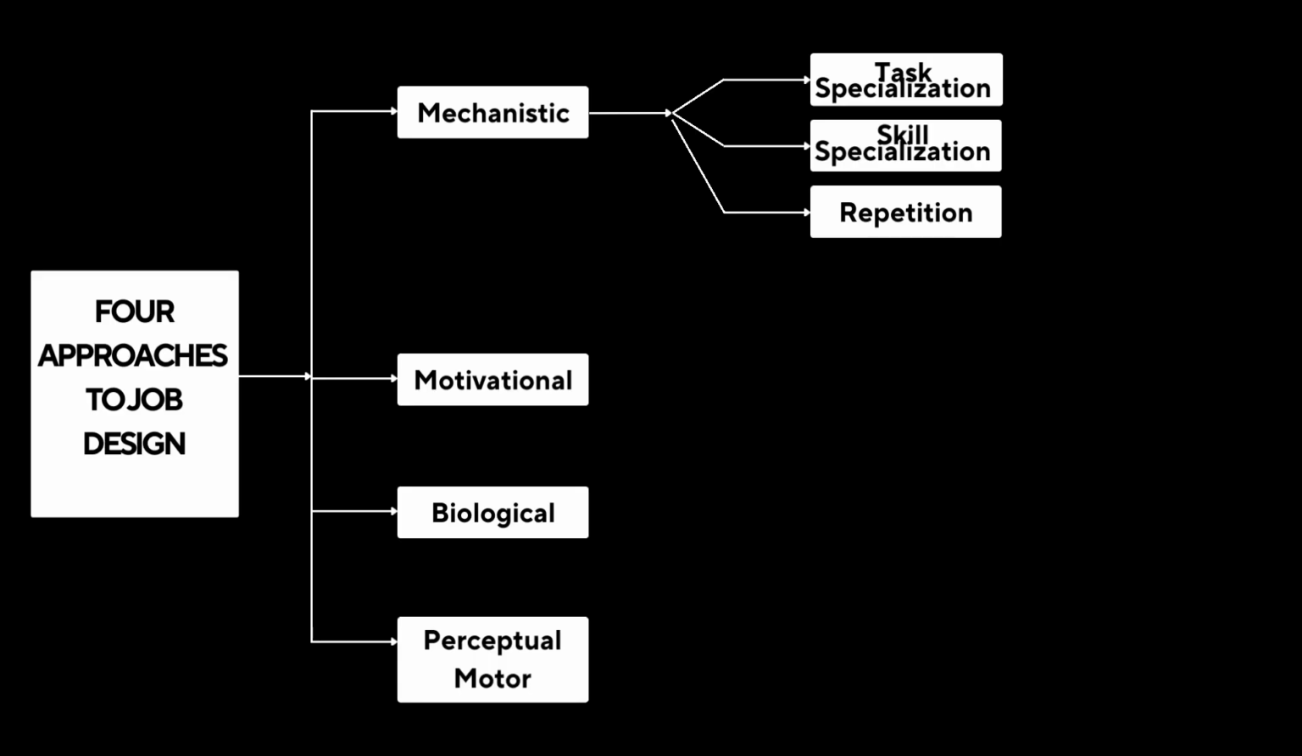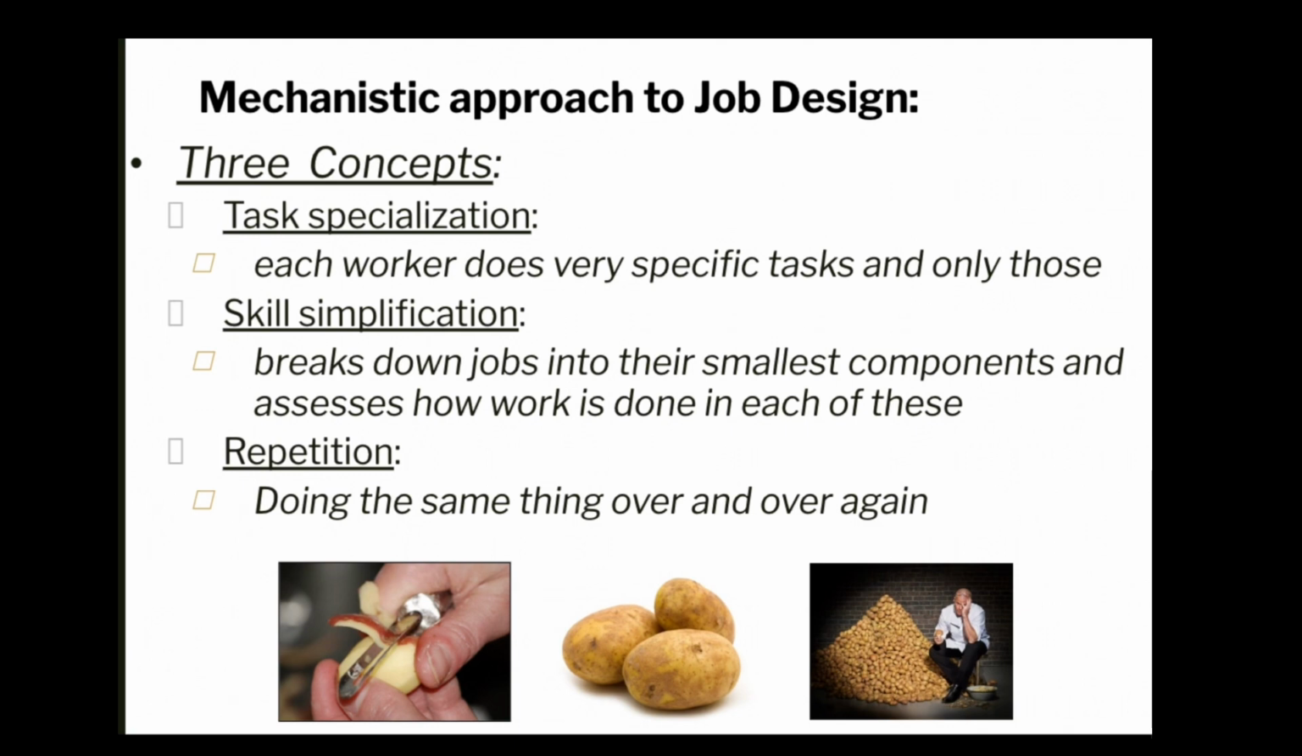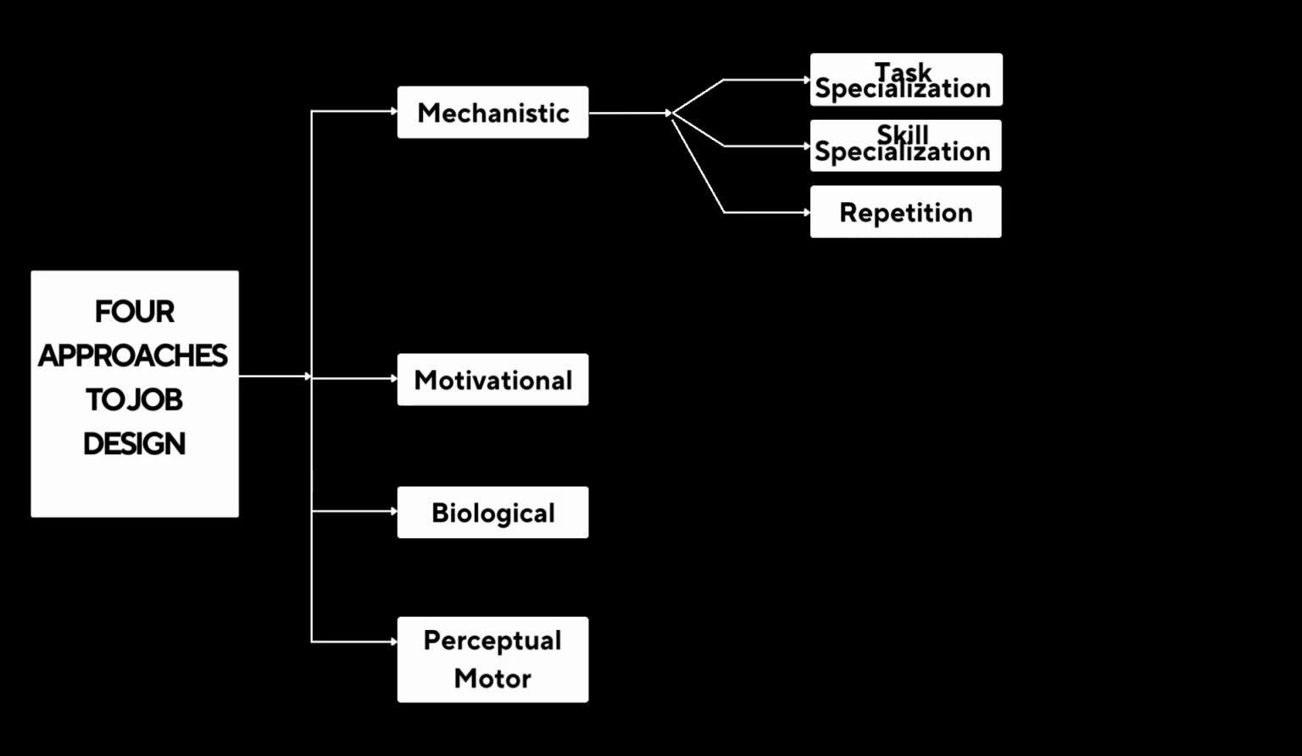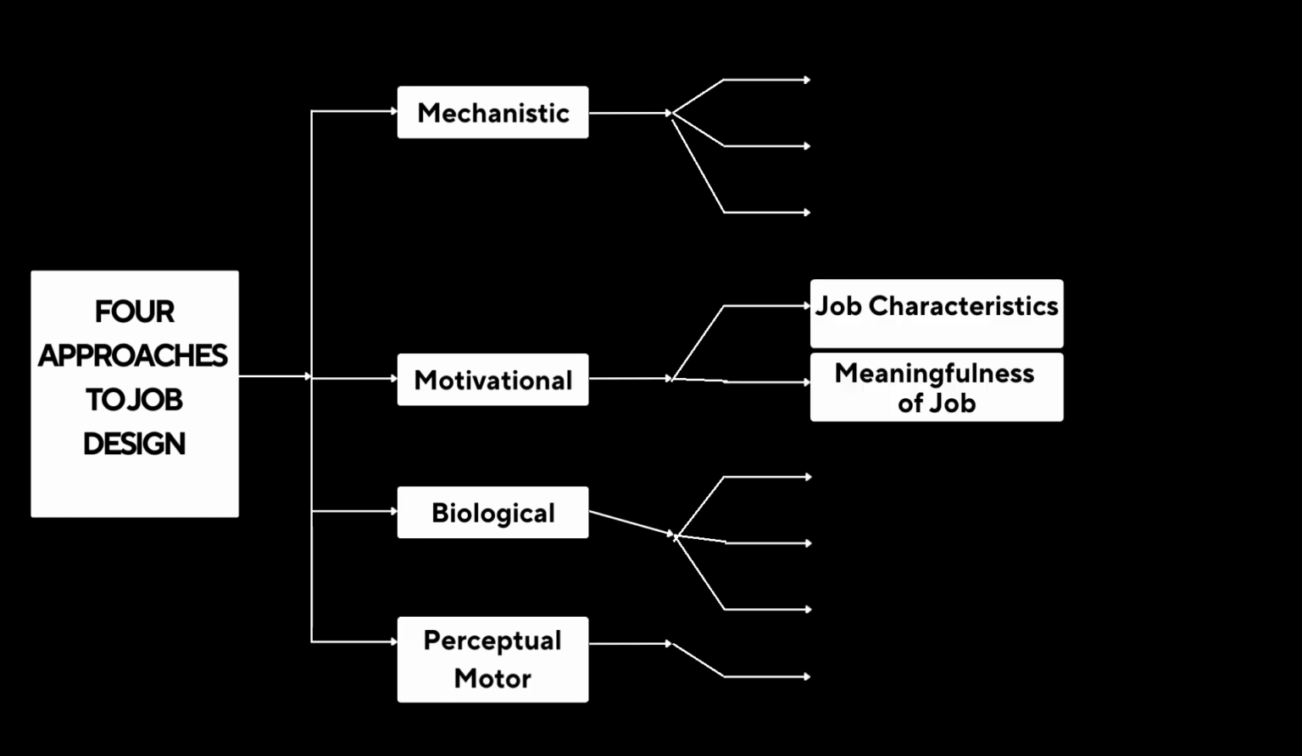Okay, so you have task specialization, skill simplification, and repetition. These are the three concepts in the mechanistic approach. So the task specialization is each worker does very specific tasks. Skill simplification breaks down jobs into their smallest components and assesses how work is done in each of these. And repetition is doing the same thing over and over again. So those are the three concepts in the mechanistic approach to job design.